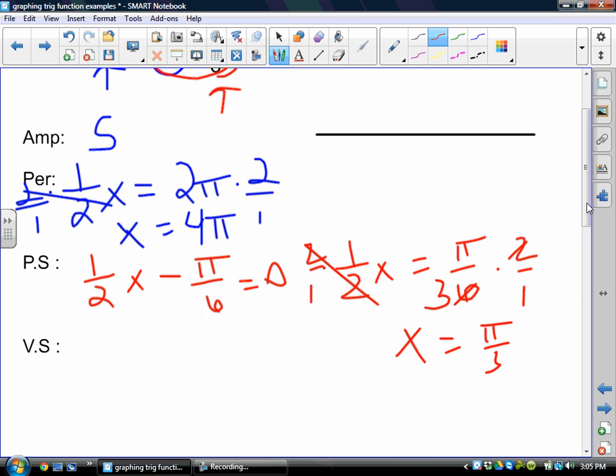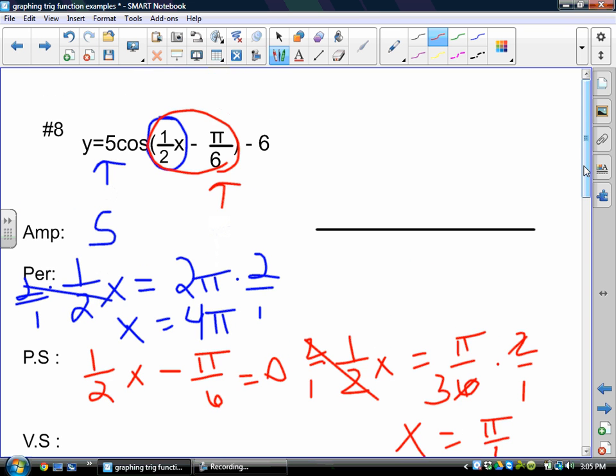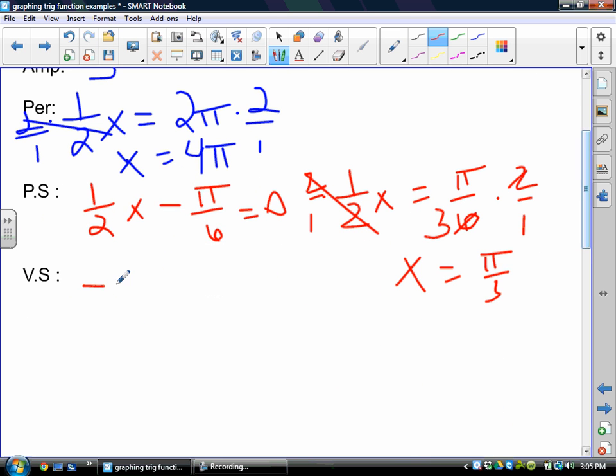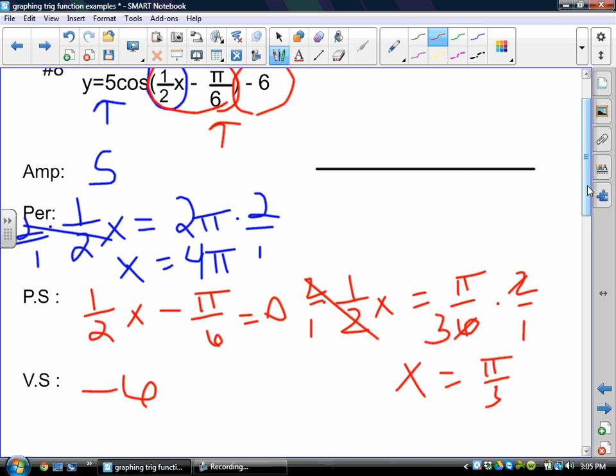Alright, last thing to identify is my vertical shift, which I'm moving down 6, or negative 6, will be my vertical shift, sorry. Alright, so it's going to move to the right, pi over 3. It's taking longer to finish the cycle. It's moved down 6, and it's going to be stretched taller by 5. So let's start with the period and the phase shift.